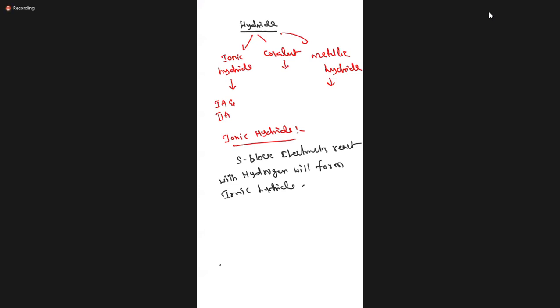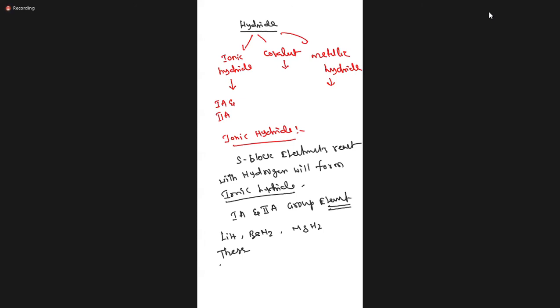S block elements react with hydrogen to form ionic hydrides. S block elements means first and second group elements. Second group elements react with hydrogen to form ionic hydrides. Generally, lithium hydride, sodium hydride, beryllium hydride, and magnesium hydride. These all are covalent hydrides.